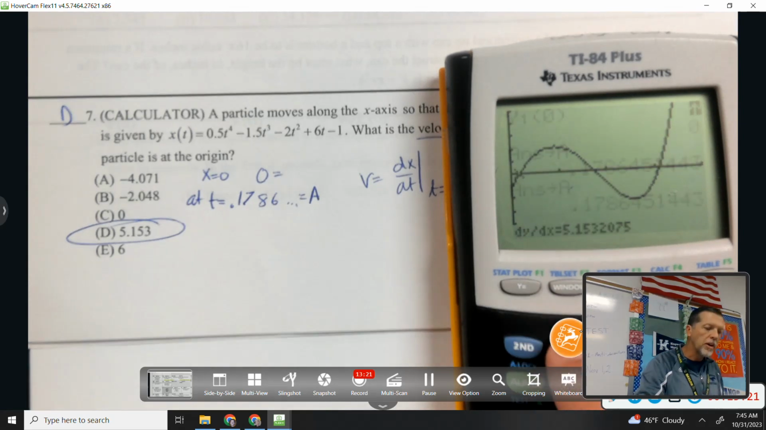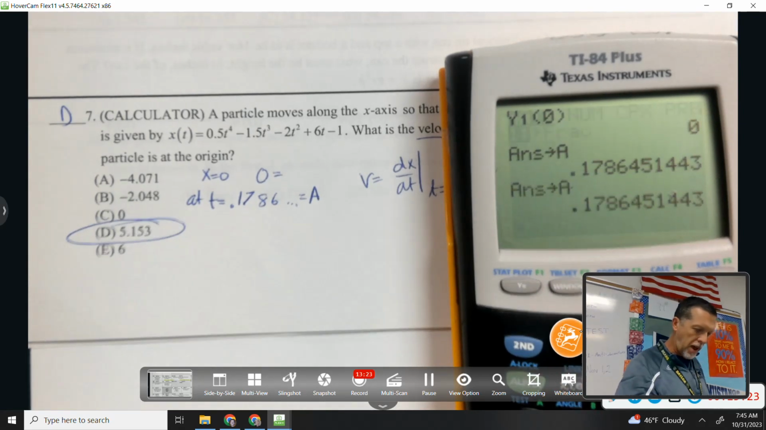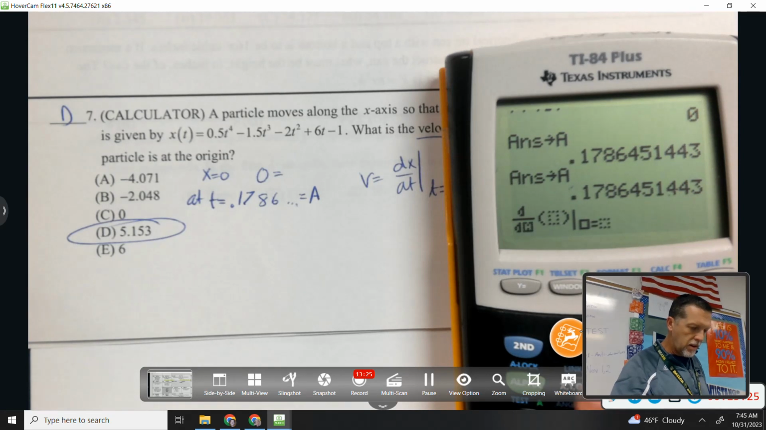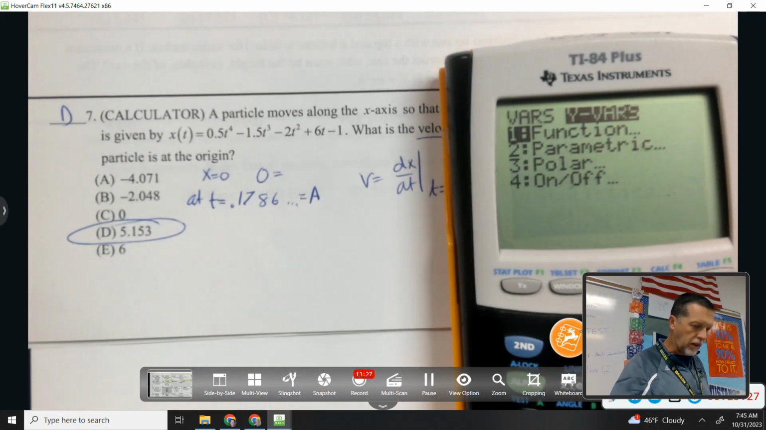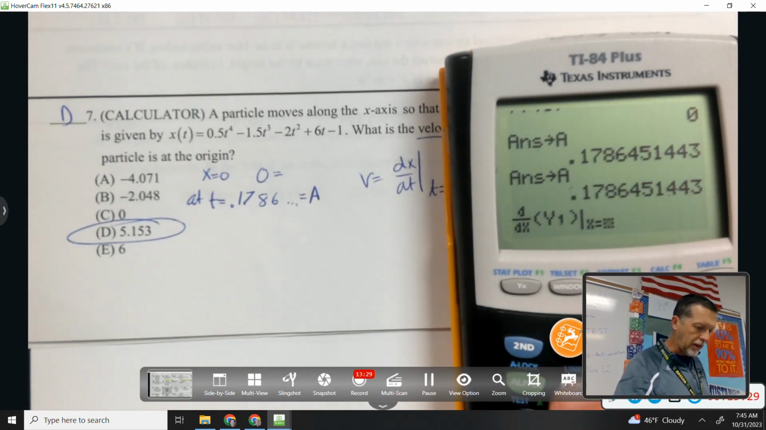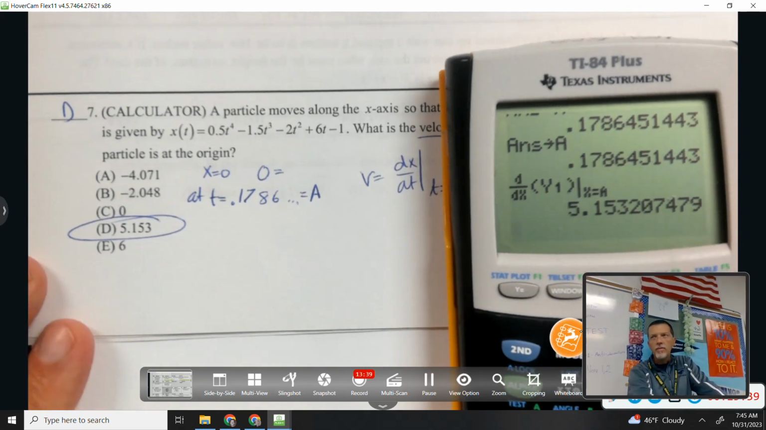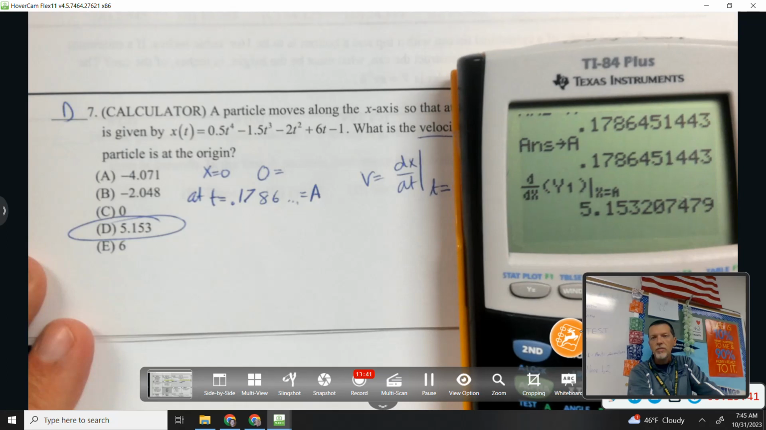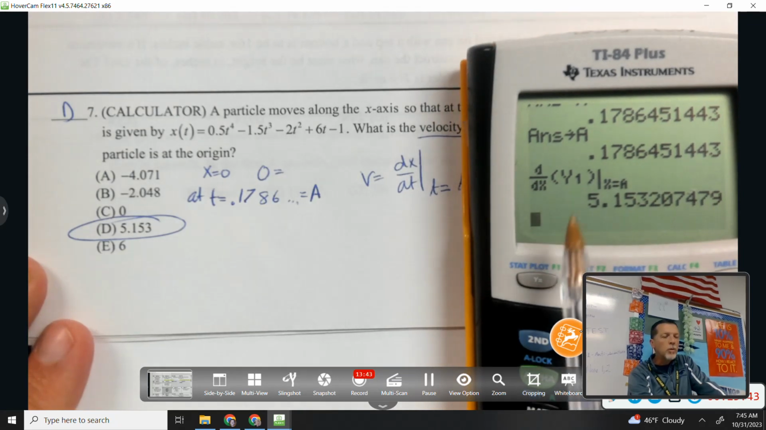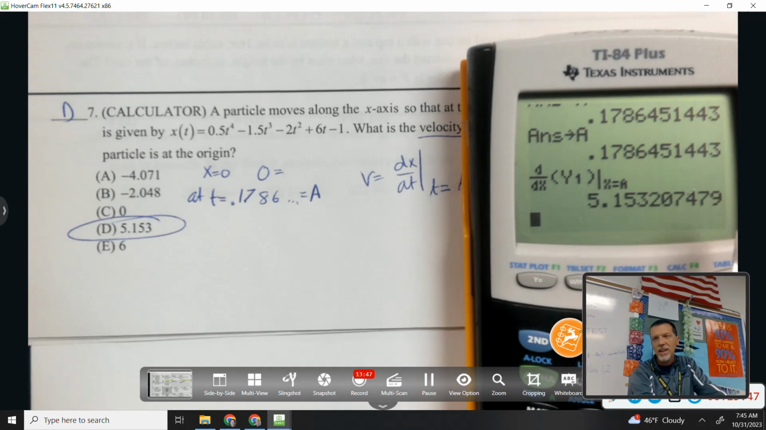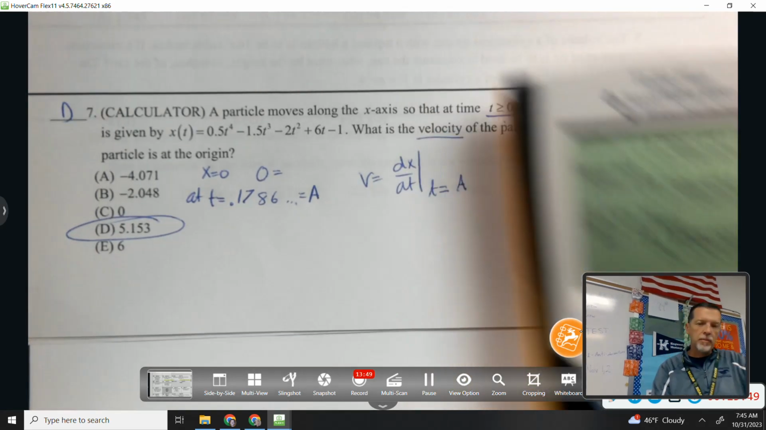Remember the other way is to do it out here, math 8. Let's see, I think that was in for y1 at x equals... And again, you could type in the time, or if you've got it saved as A, 5.153. There's plenty of people who do it this way, and there's plenty of people who do it on the graph, take a derivative. Either way is fine.